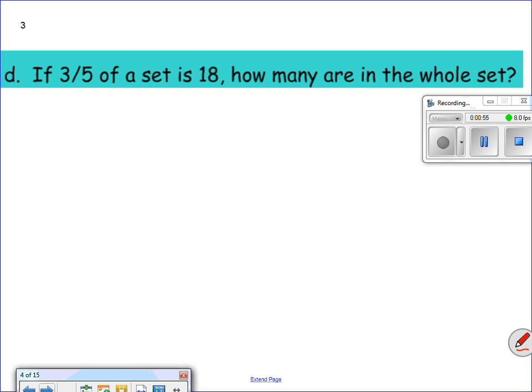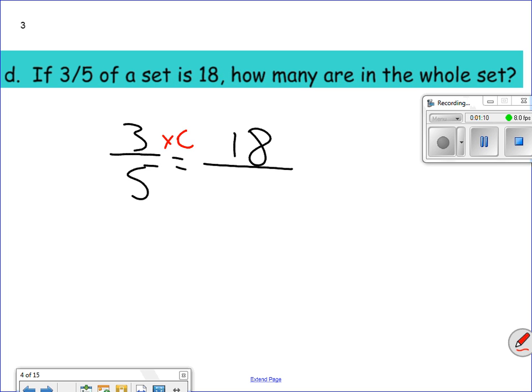So 18 is part of it. So that means 18 is my numerator. We're trying to find out the whole, which is my denominator. So 3/5 into 18. 3 times 6 is 18, so 5 times 6 is 30. 30 is my whole set. Let's take a look at this next one here.